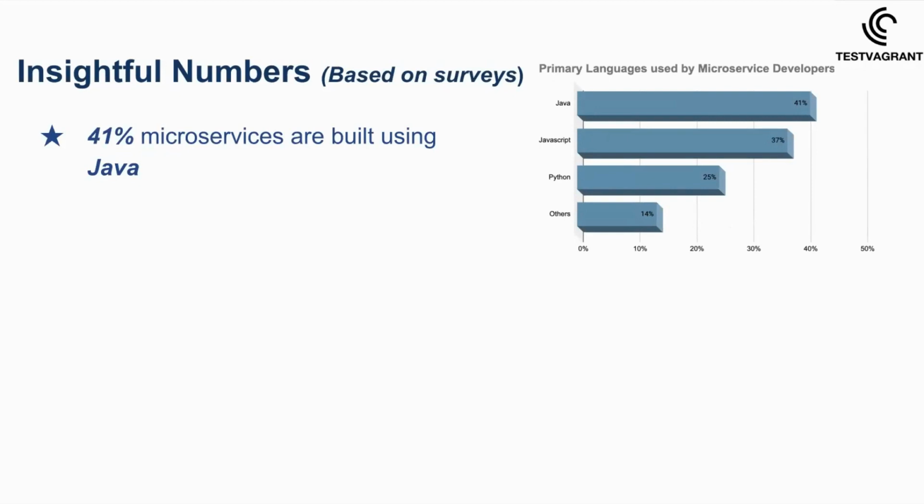41% of the teams who participated in this survey have been using Java for building their microservices. Of course, there are other languages like JavaScript, Python, Go, Kotlin, where microservices are built. But Java is still one of the most prevalent languages.